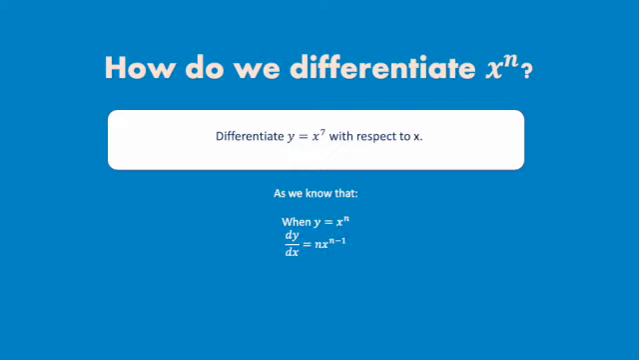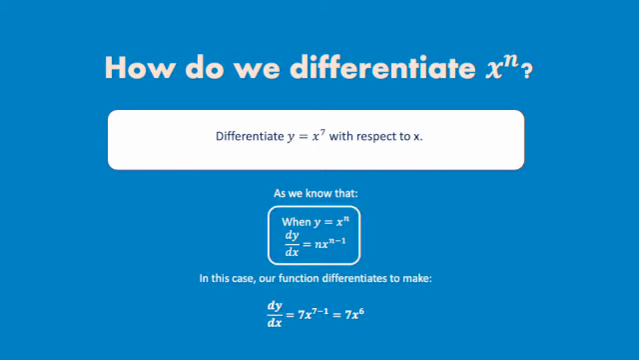So we know this general rule that when y equals x to the n, the differential, you multiply through by the power, then you take one away from the power. So we'll do that here in this case. Multiply through by 7 and then take 1 away from 7. We get dy dx is equal to 7x to the 6. Perfect.